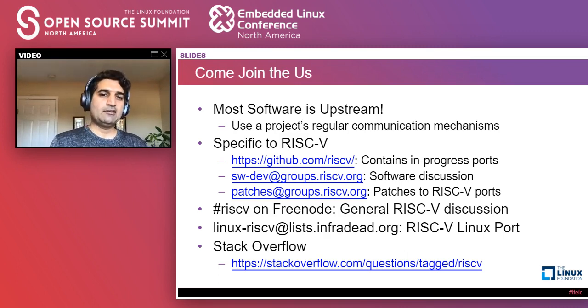Then, specific to RISC-V, there are some mailing lists on RISC-V.org, and there is sw-dev. Please subscribe to those. There are a lot of software-related discussions that go on in there. And there's also patches at groups.risc-v.org where all the patches for RISC-V ports are sent. And there is a channel, RISC-V on Freenode, with general RISC-V discussions around software, hardware, and other areas. And if you're a kernel developer, there's a Linux RISC-V specific Linux port mailing list. So please subscribe to those and participate there. And there are growing questions on Stack Overflow as well. So if you'd like to answer or learn about what has been answered, Stack Overflow is also a good resource to try out.